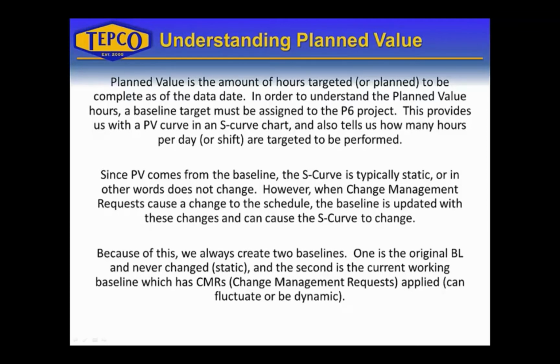But when change management requests cause a change to the schedule, the baseline should be updated with these changes, and it can cause the S-Curve to change for the planned value. So because of this, we always create two baselines. One is the original baseline, which is never changed, and the second one is a working baseline, or sometimes called a change management request baseline or schedule change baseline. And that one gets updated with added work or removed work, and that can fluctuate or be dynamic.